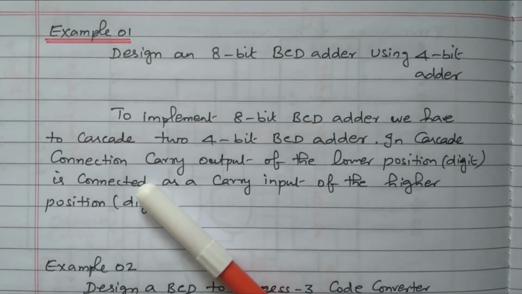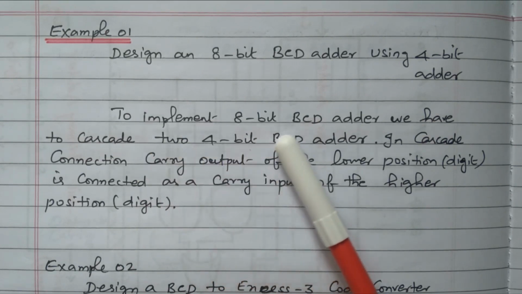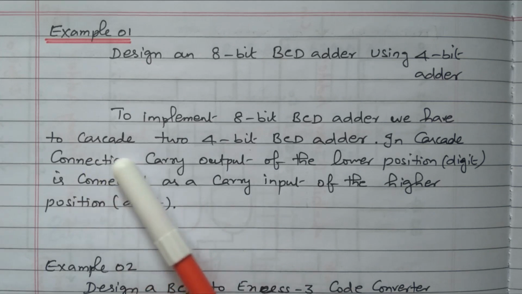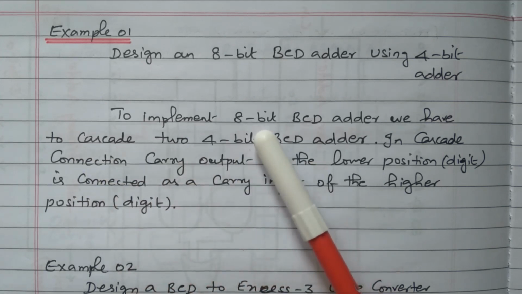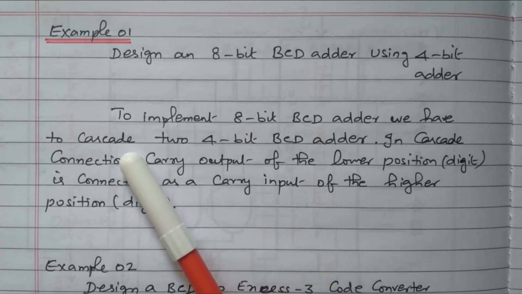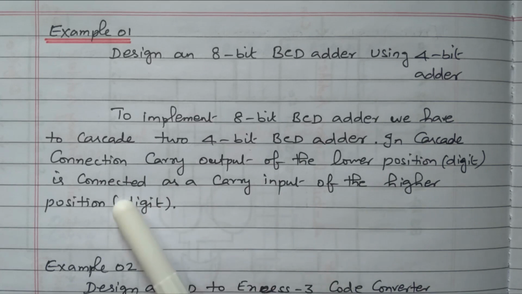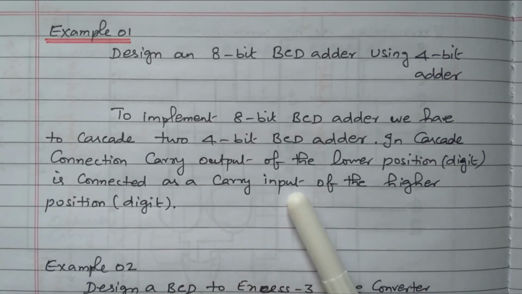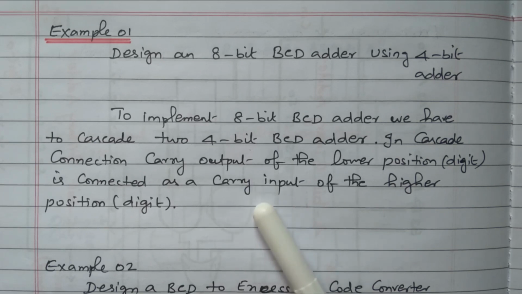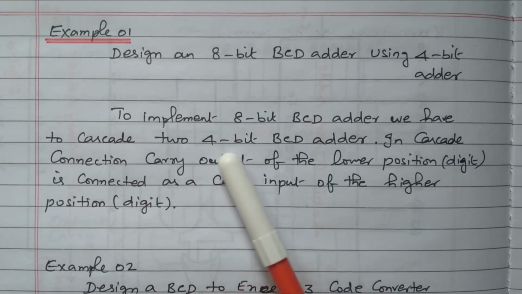So now we have discussed the 4-bit BCD adder. Now we'll see how to design the 8-bit BCD adder. To implement the 8-bit BCD adder, we have two cascaded 4-bit BCD adders. To get the 8-bit BCD adder, 4-bit BCD adders are connected in cascade, that is, connected in series. In cascade connection, the carry out of the lower position is connected to the carry input of the higher position, right? So the carry out of the first 4-bit BCD adder is given to the carry in of the second BCD adder, right? So the 8-bit BCD adder is constructed from 4-bit BCD adders.